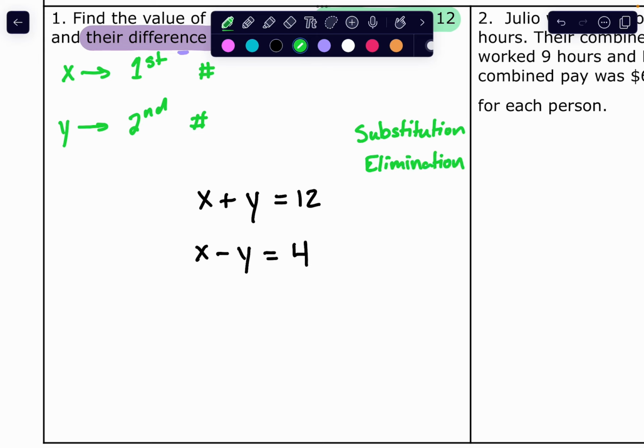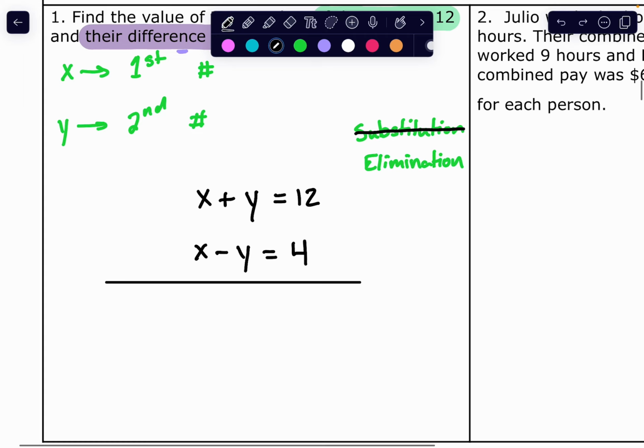Take 10 seconds to think to yourself here. Which would be the most efficient method, and why? It's not going to be substitution, and the reason why is because we don't have something like y equals or x equals. A variable is not alone, but what I do notice here is that the x variables and the y variables are stacked on top of each other. See, you can't escape me even when I'm absent.